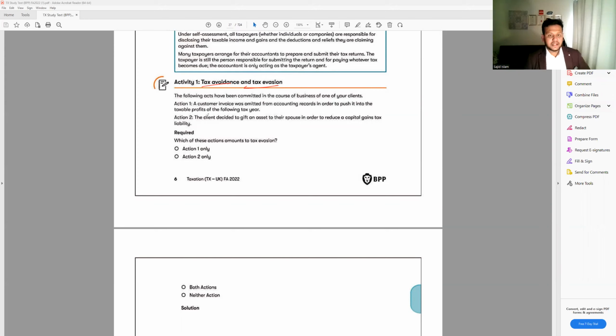The following acts have been committed in the course of business of one of your clients. Action 1, a customer invoice was omitted from accounting record in order to push it into the taxable profit of the following tax year. Now you see, it is omitted intentionally. It didn't say by mistake. Intentionally, he didn't record it. He left one invoice somewhere, like, okay, I'm not going to show this sale this year. Why? Because I want to push the taxable profit to the next year.